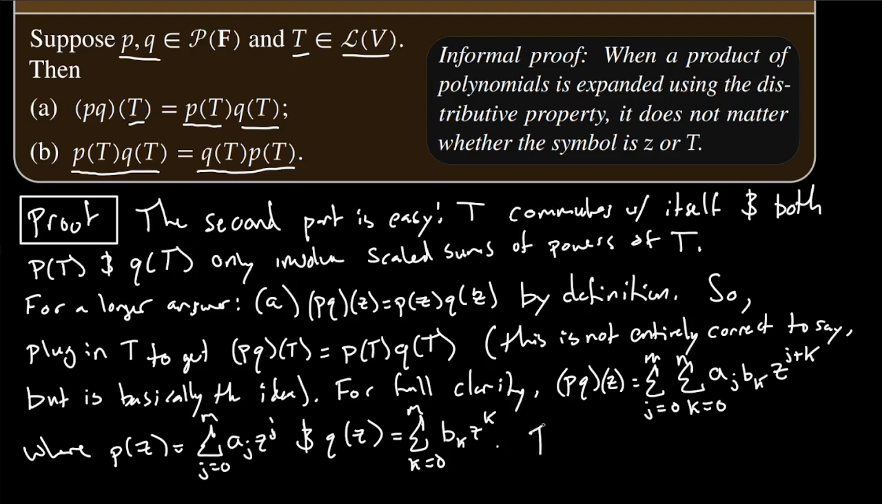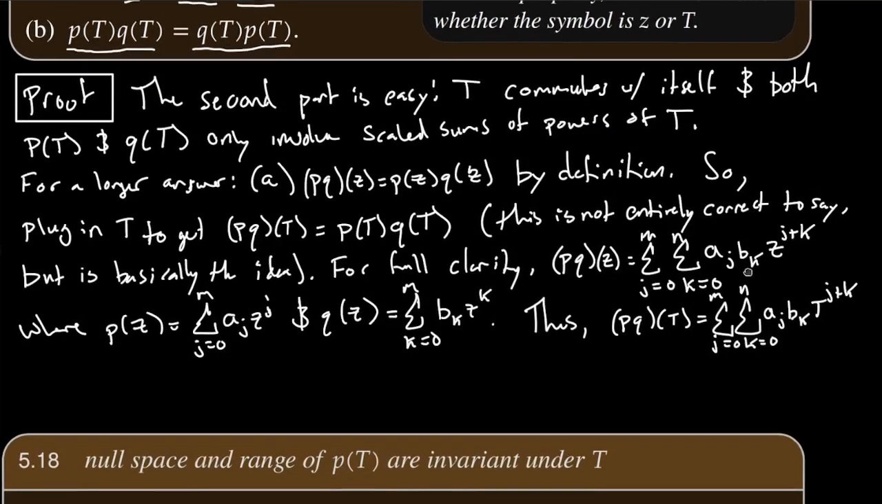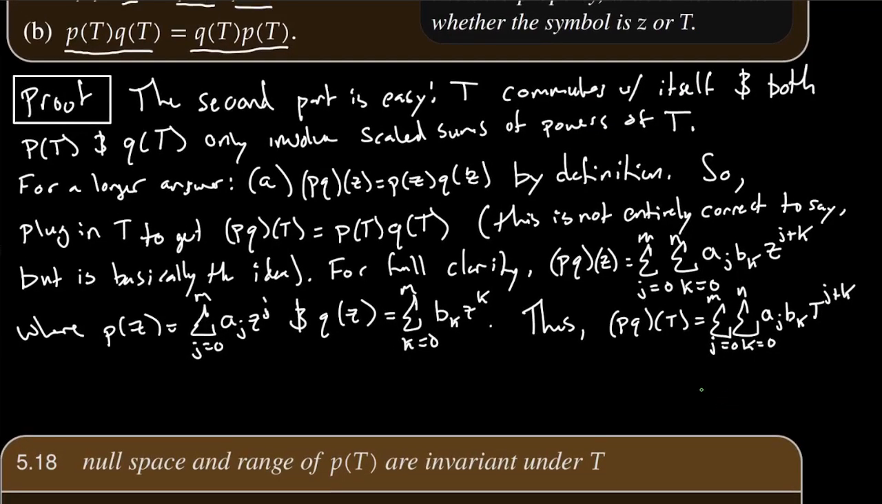Okay. Thus, PQ of T is equal to this double sum, from J equals 0 and K equals 0 to M and N of AJ BK T to the J plus K. Okay, and now I just have to break it down.